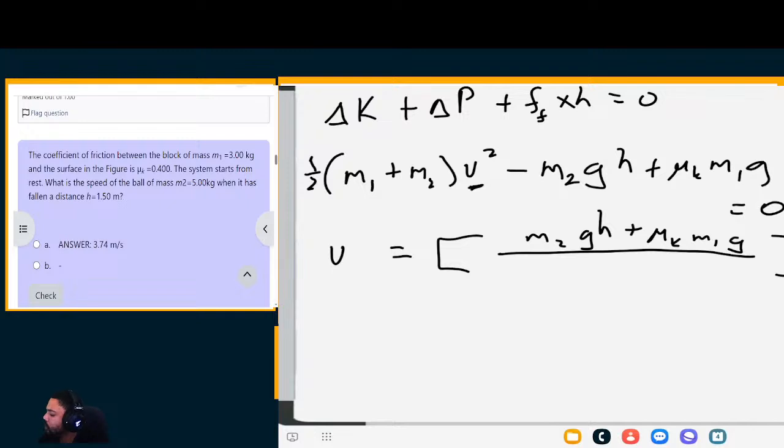Okay, divide by m1 plus m2, and of course then you multiply by 2 on both sides to get rid of the half, and you find the square root. Because it's v squared, you just want v, so if you find the square root, it will be to the power of a half, and that is making v the subject of the formula.